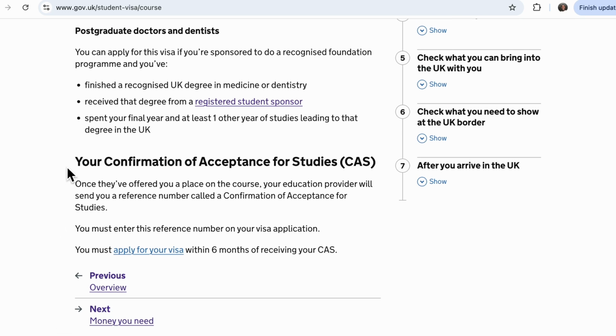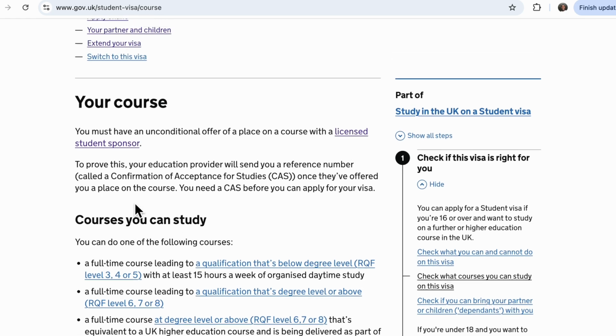Now, remember what I talked about: the confirmation of acceptance for studies. They're saying once they've offered you a place on a course, your education provider will send you a reference number called a confirmation of acceptance for studies. This is the one that I was saying. If you remember, I said you need to have this number before proceeding to apply for a visa. They're even saying you must enter this reference number on your visa application. So the CAS number is the most important number that you need as a student.